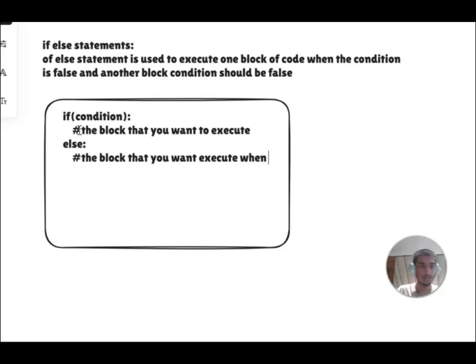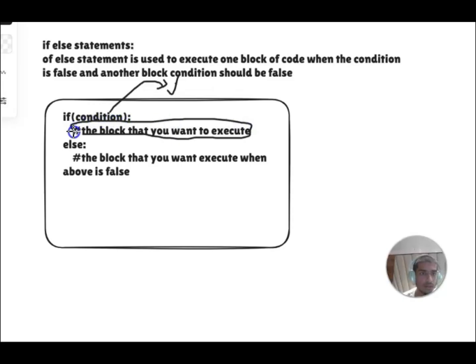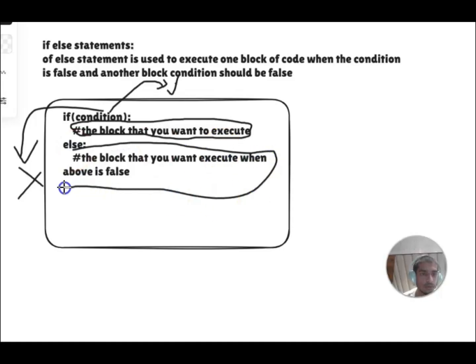Now when the above statement is false. See now, if the condition is going to be true here, this block of code will be executed. Otherwise, if this condition is going to be false, the code will jump to the else statement and execute this block of code. Now let's see with an example.